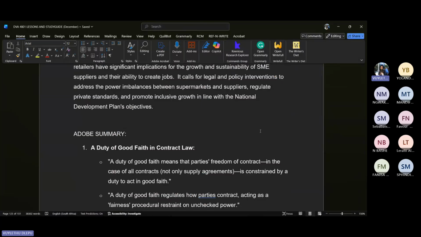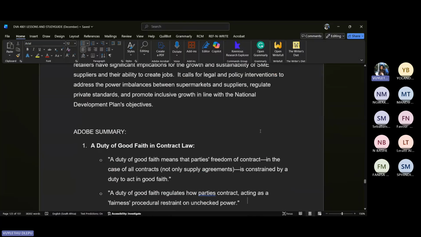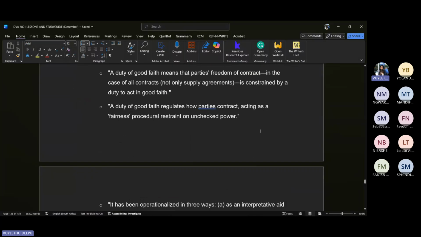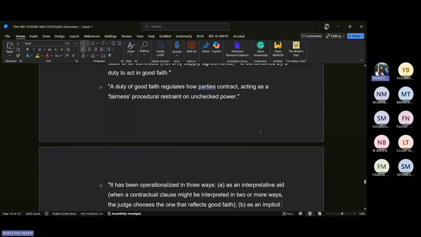So it tells us that a duty of good faith means that parties' freedom of contract, in the case of all contracts, not only supply agreements, is constrained by a duty to act in good faith. A duty of good faith regulates how parties contract, acting as a fairness, procedural restraint on unchecked power.